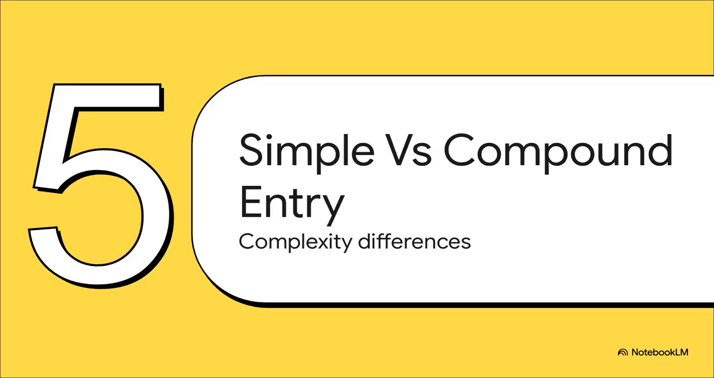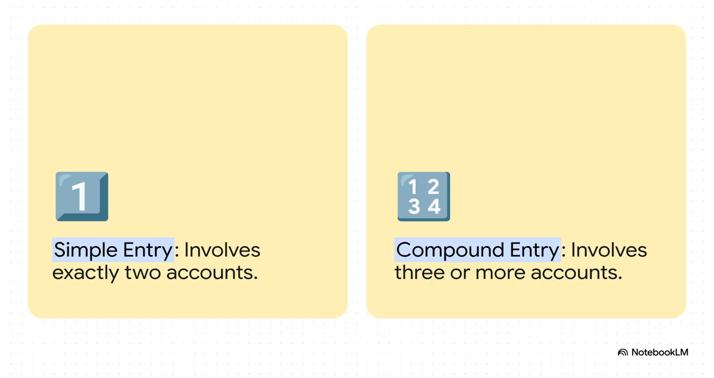Which brings us to Section 5, Simple versus Compound Entries. So, what's the real difference here? A simple entry is super clean. It's a 1-to-1 ratio, exactly 1 debit account and exactly 1 credit account. But a compound entry requires you to balance 3 or more moving parts all at the same time to properly record the economic event. And honestly, this is exactly where a lot of us Gen Z students drop points on quizzes. We tend to rush the analysis, so take a breath and take your time here.